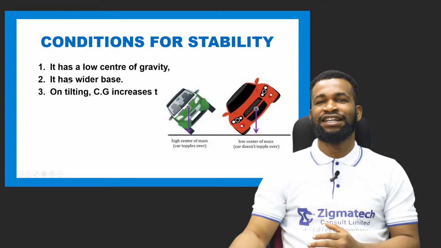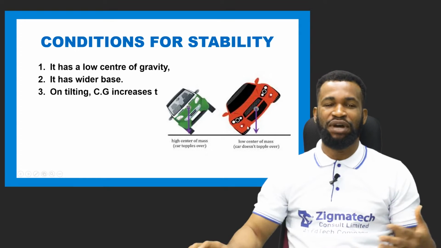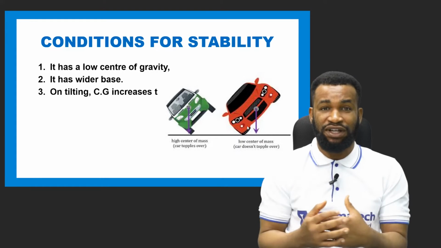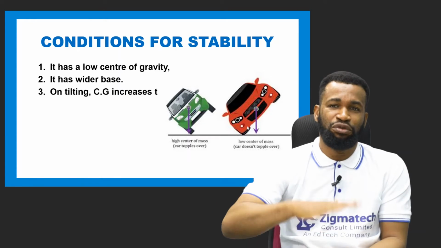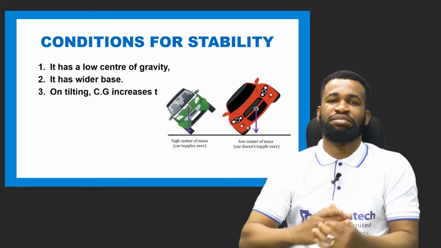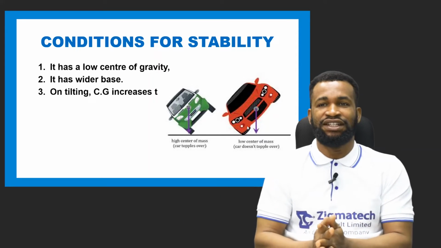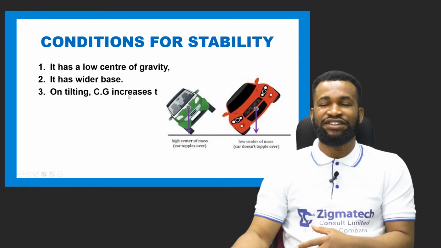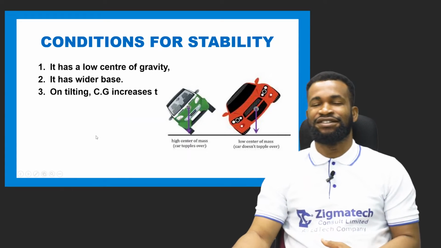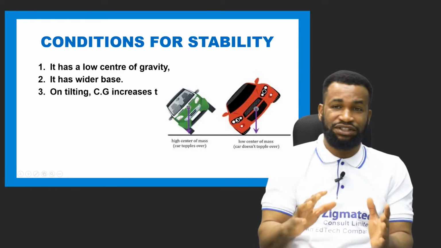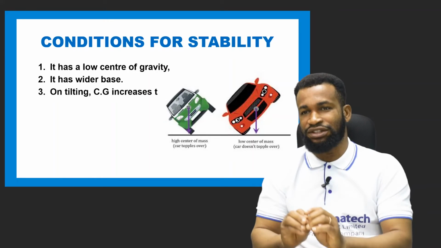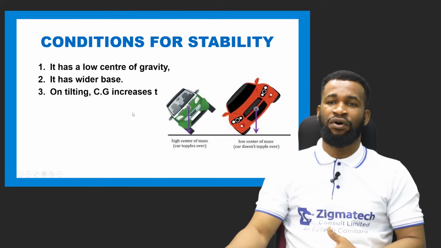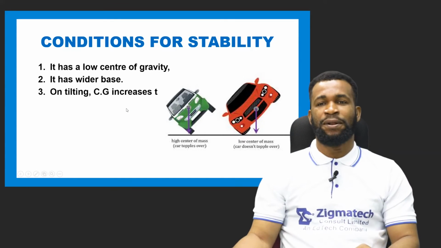Another one is that it has a wider base. When the base of a body is wider, for example, the chair you have, the base is wider. What I mean by base is the place you use to balance it on the ground. That is the base, so the base is very wide. And number 3 is that on tilting, the center of gravity increases. So the center of gravity increases when you shift it. Tilting means when you displace it, when you give it a little push. So these are the conditions for a body to be in stable equilibrium.